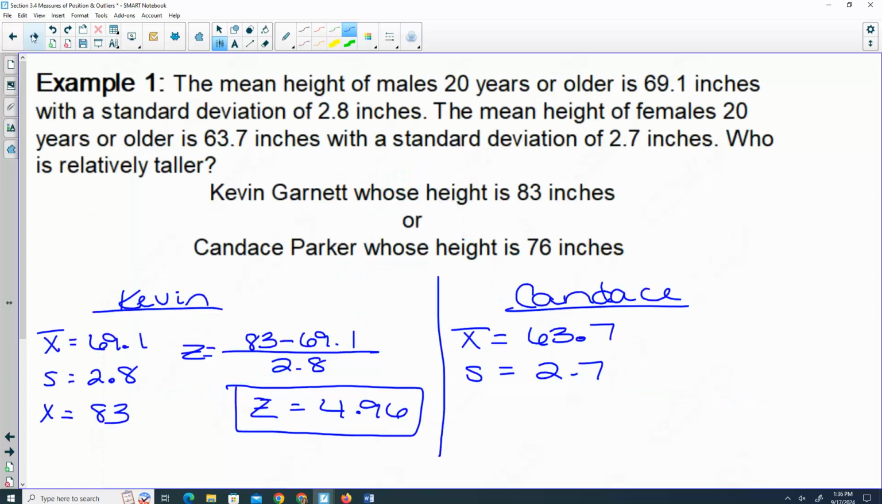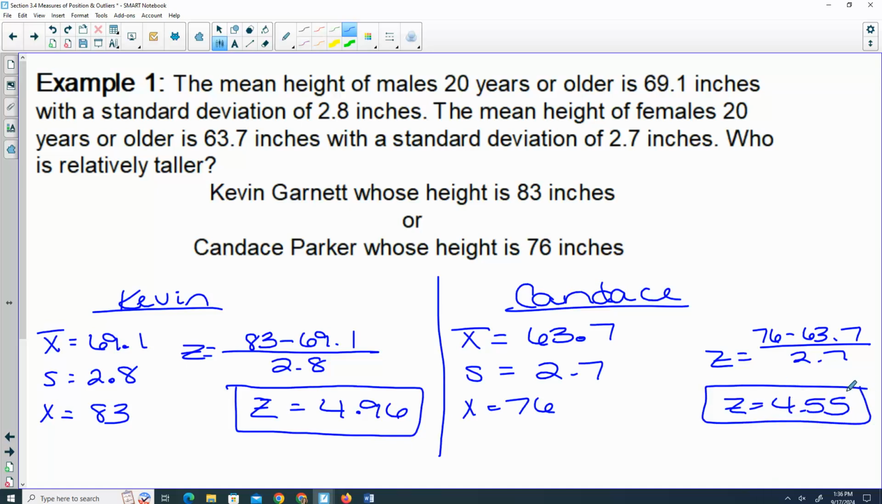If we look at hers, so her height was 76. So if we find her value, her height minus the mean, divided by the standard deviation for her group. So we get 4.5 repeating, so 4.56. Typically we round a z-score to 2 decimal places.